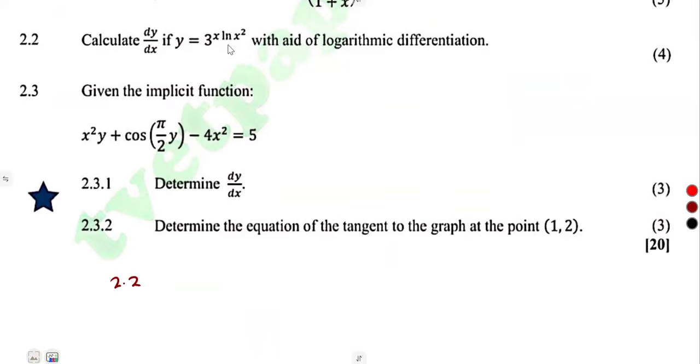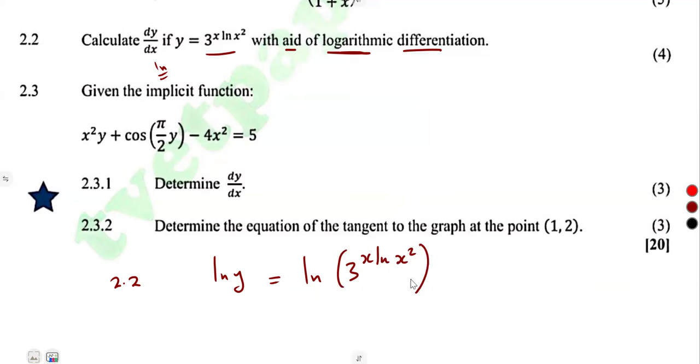Calculate dy/dx from this with the aid of logarithmic differentiation, where we must introduce the ln. So write the ln of y, which is equal to, you introduce the ln on the other side. That's 3 to the exponent of x ln x squared. This is what you have.